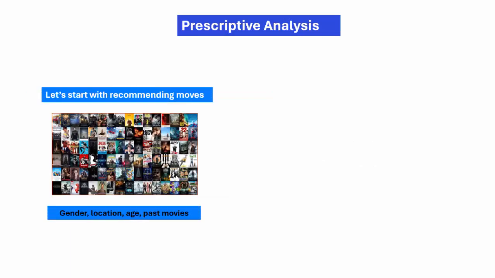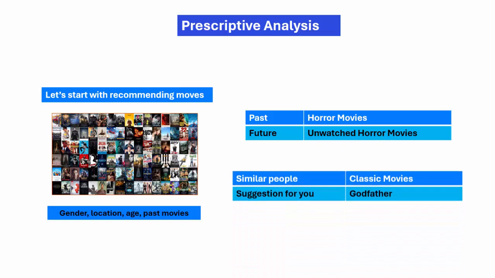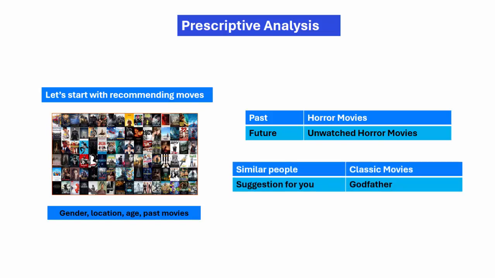Here you see the movies data. Let's start with recommending movies. You will see the gender, location, age, past movies. All this information we have. The person has watched horror movies in the past, and the future may be unwatched horror movies. But you see the similar people, whose demographics are the same, watch classic movies. So the suggestion for you may be The Godfather. This sort of recommendation engine works in this way. So it is the prescriptive analysis, artificial intelligence.